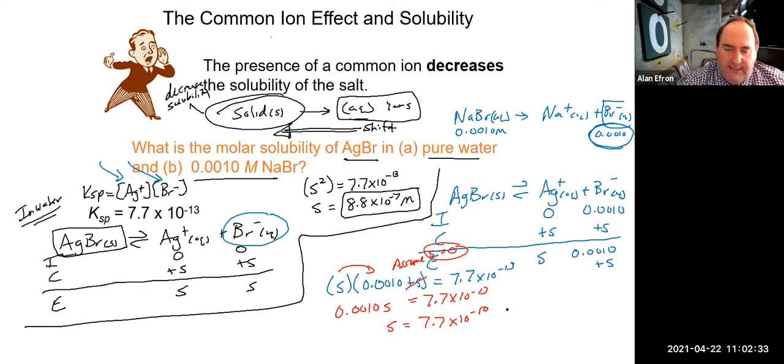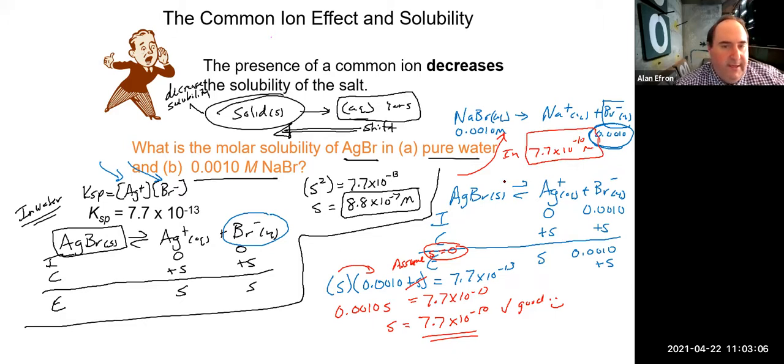We should check it like we normally do. We would divide that by 0.001, times it by 100, and we're nowhere even near 1%. So the check is good. In most cases, it probably will be good for this, guys. So what does that mean? That means that the molar solubility of silver bromide in sodium bromide is 7.7 times 10 to the minus 10 molar.